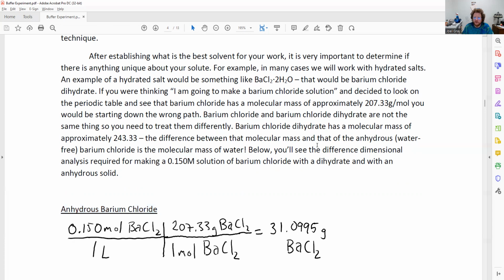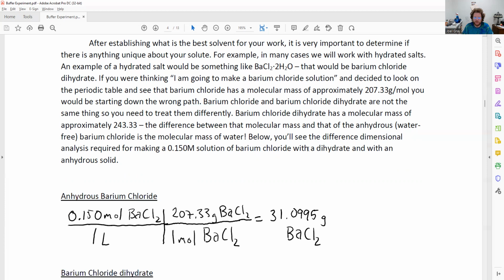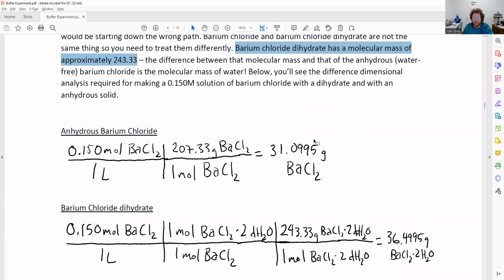Now, if we compare that to this hydrated salt, barium chloride dihydrate has a molecular mass of 243.33. Okay, the difference between those two substances is the mass of 2 moles of water. So if you wanted to do the exact same concentration of this barium chloride, you would have to account for that mass differential. So you want 0.150 moles of BaCl2. Well, you have to do the dimensional analysis to consider the substance that you're working with. 1 mole of BaCl2 is present in 1 mole of BaCl2 dihydrate. Divide that by 1 mole BaCl2·2H2O, multiply across the top by 243.33.